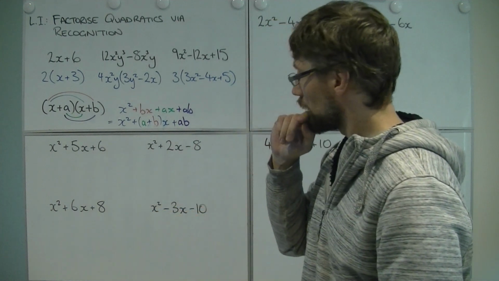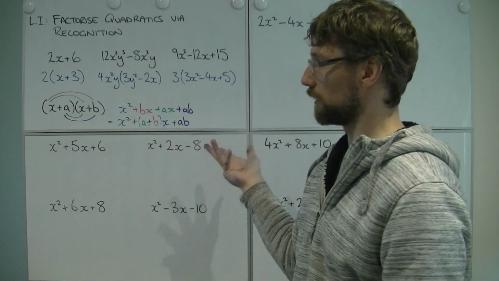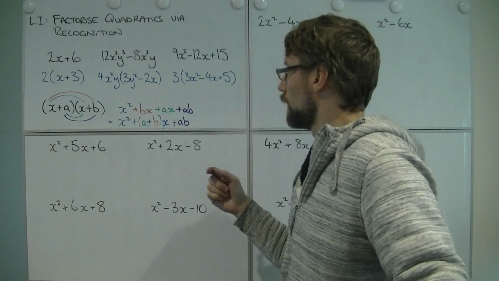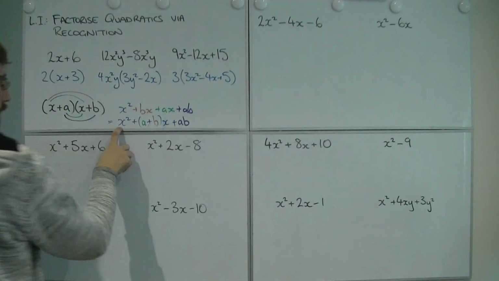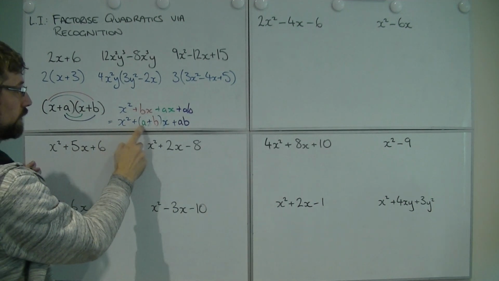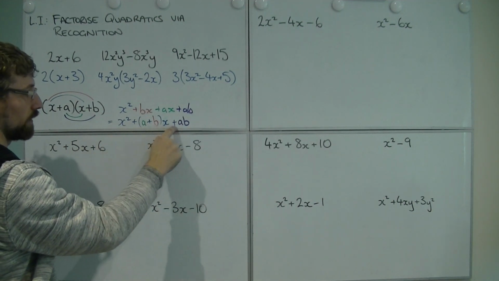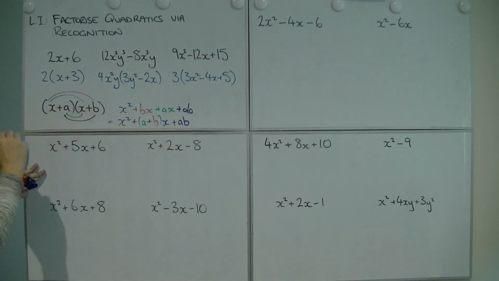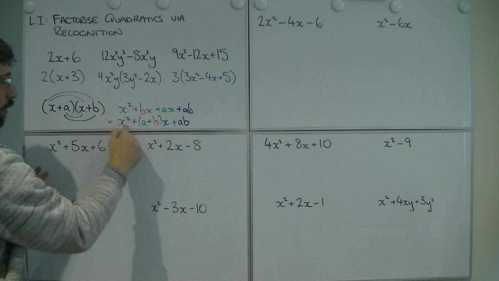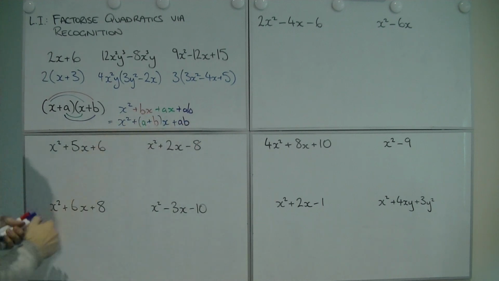Alright, so great. Why did we do that? We just did some expanding. I thought we were talking about factorizing. Well, let's think about this for a second. That means that if I have x squared by itself plus some amount of x plus some other pure number, I should be able to take it back to this form. So this is the factorized form of this. This is the expanded form.